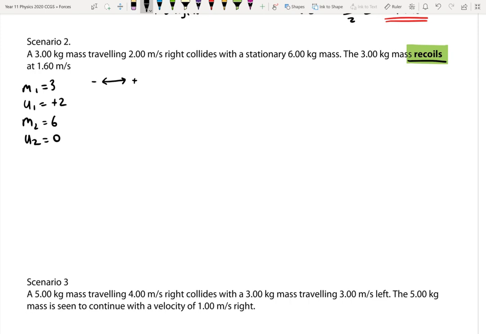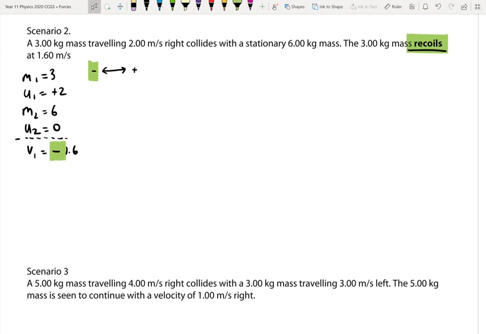So momentum is conserved though. So if we have one piece of information about the final conditions, which is recoiling at that speed, we can figure out the speed of mass 2. So let's write it in. Afterwards we have V1 is negative 1.6, and this is the important thing. So you have to include your sign convention. If you forget that negative, you're not going to get the right answer.